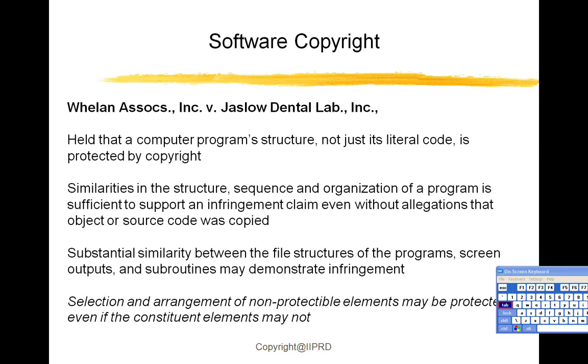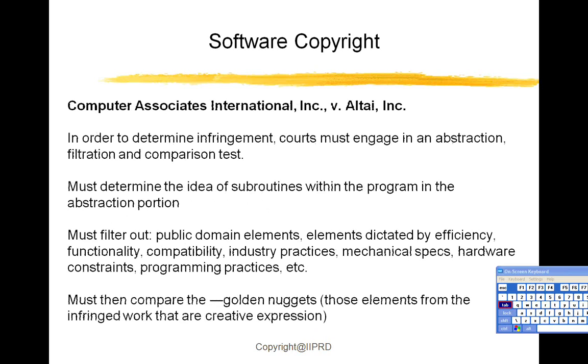Furthermore, selection and arrangement of non-protectable elements may be protected, even if the constituent elements may not. So even if sections or parts of a code are already known in another jurisdiction, or if there's another source code already present, and we pick up certain sections from five different source codes and compile all those in a very unique arrangement, then we can also claim a copyright as far as the registration of the same is concerned.